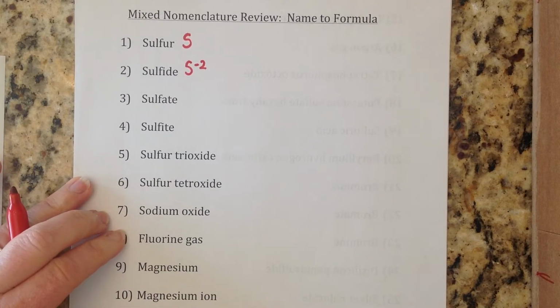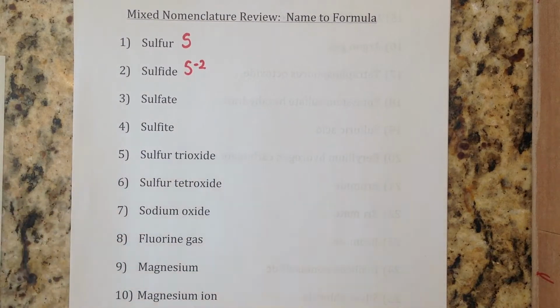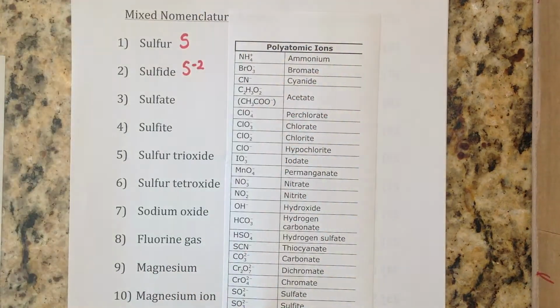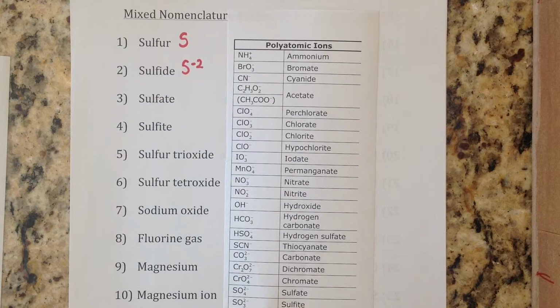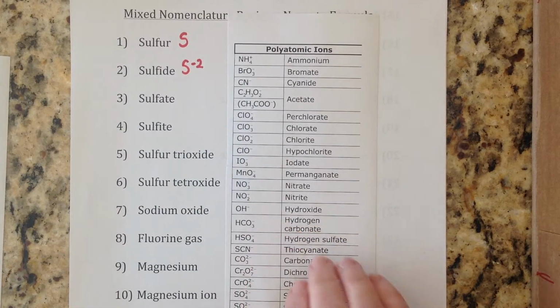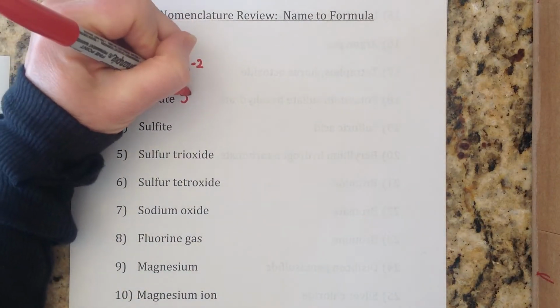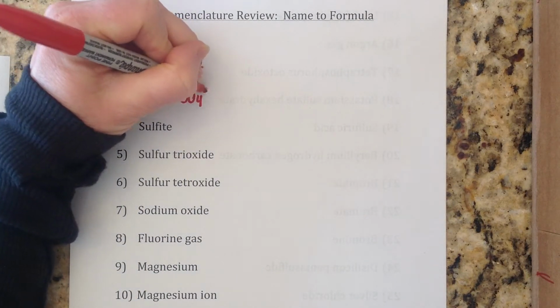Now, number 3 is sulfate. If you have memorized these polyatomic ions, and I've got a list of them right here, I would encourage you to have these in front of you if you don't know them really well. We know that sulfate is simply a polyatomic ion, and the formula is SO4 minus 2.